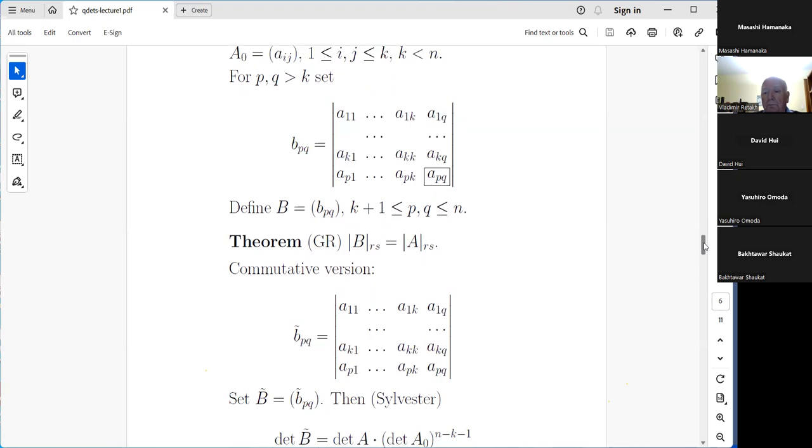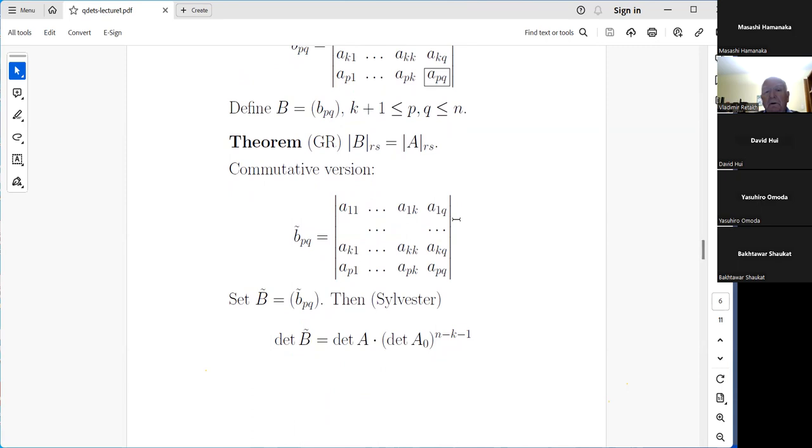In parallel, in the commutative case, what we have is the following: classically, instead of this quasi-determinant of b_pq, we take just the determinant. Again, we form the analog of this matrix B, which is B tilde, and then the determinant of B tilde is equal to the determinant of A times a power of the determinant of A naught. As you see, in the non-commutative case the situation is simpler. You have just the quasi-determinant of B equal to the quasi-determinant of A, and here you have this multiple, the determinant of A naught to the power n minus k minus 1.